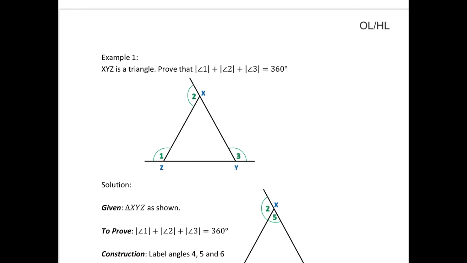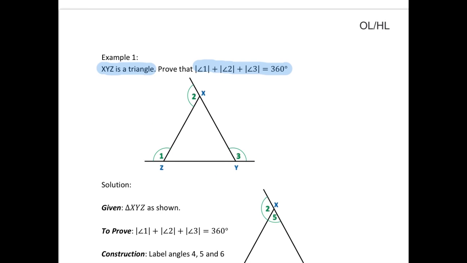So now let's go through a couple examples of these mini proofs. In our first example, we are told that XYZ is a triangle, and we want to prove that the angle 1 plus the angle 2 plus the angle 3 is equal to 360 degrees. And we're given a picture of what the angle 1, 2, and 3 look like here.